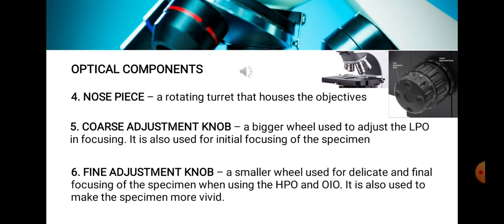We have our coarse adjustment knob. It is a bigger wheel used to adjust the LPO in focusing. It is also used for initial focusing of the specimen. While the fine adjustment knob is a smaller wheel used for delicate and final focusing of the specimen when using the HPO and OIO. It is also used to make the specimen more vivid.